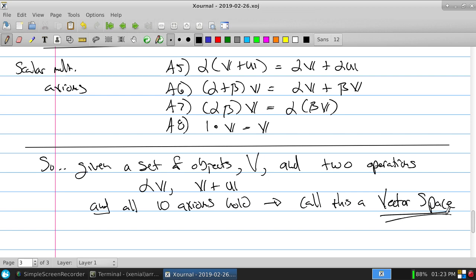So it's a set of stuff. You come up, for whatever reason, with two operators. One's a stretching operator, and one is an addition operator, such that all 10 things hold. It's going to be a vector space. The purpose of a vector space is to be able to get everywhere within it.